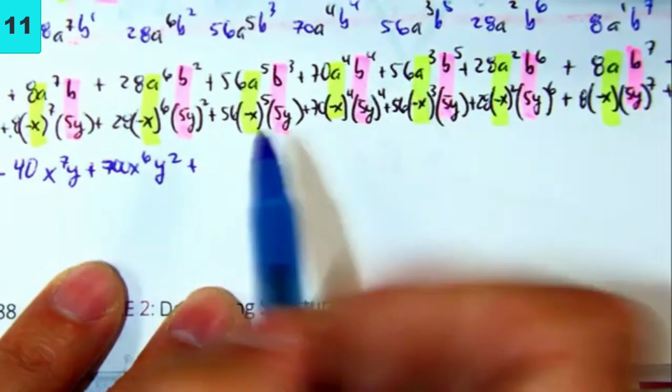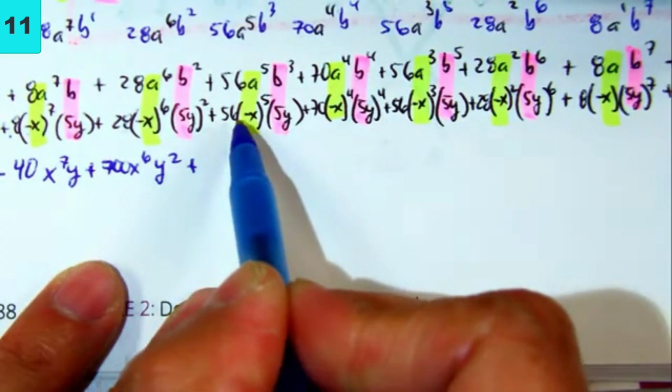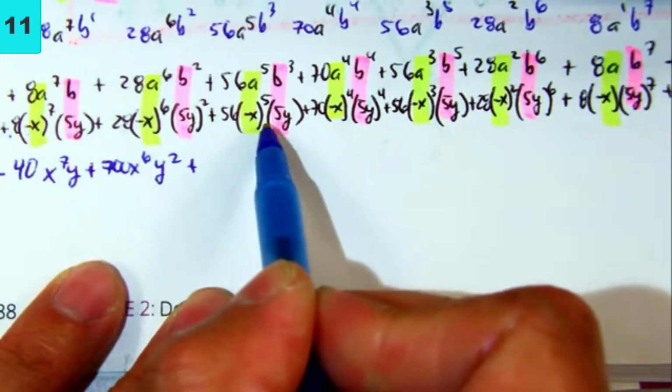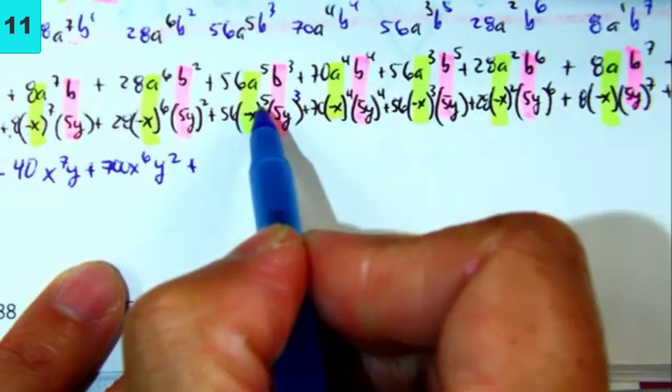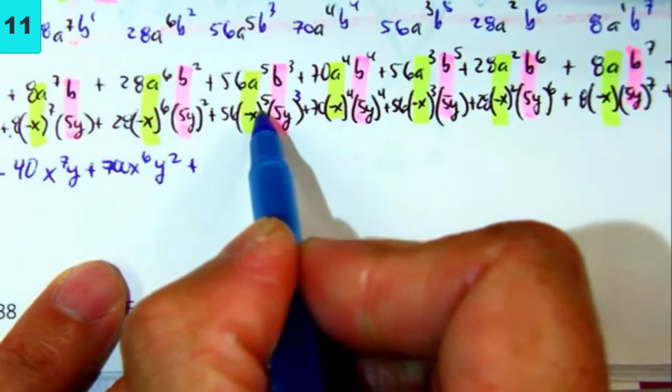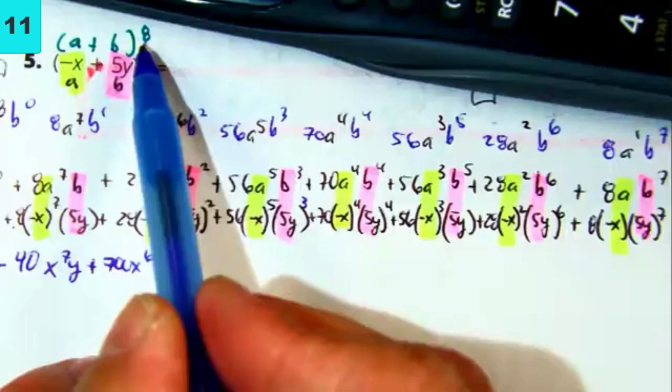Darian, did you multiply 56 times negative 1 to the 5th power times... Uh-oh, look, I forgot one. Do you guys see how I missed that? So I'm always looking if my exponents are adding to 8, the original problem.